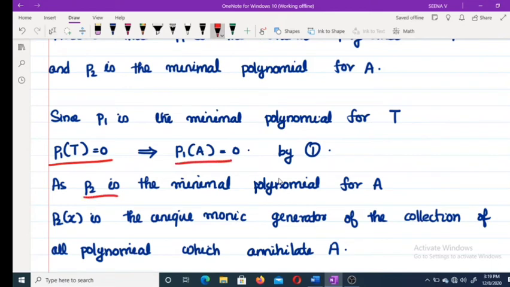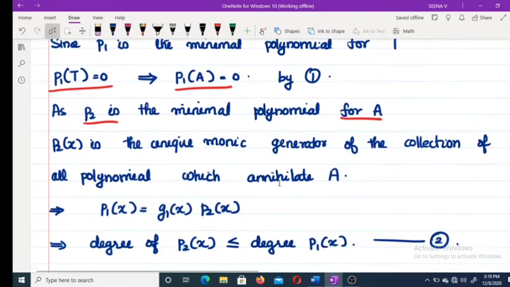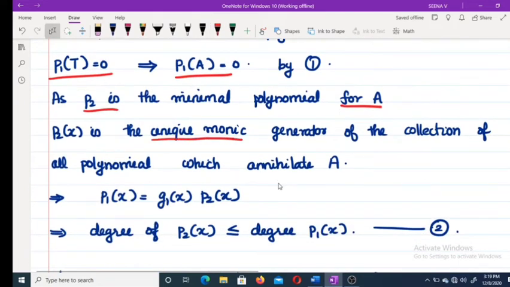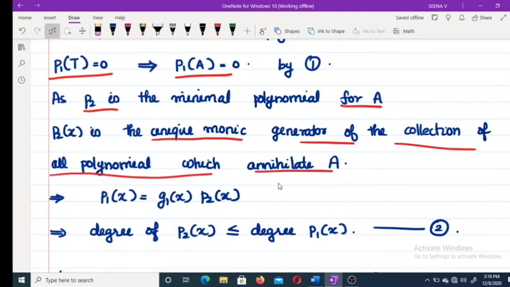But p2 is the minimal polynomial for A. Therefore, p2(x) is the unique monic generator of the collection of all polynomials which annihilate A. This implies p1(A) equals 0, which means p1(x) is a multiple of p2. p2(x) is the generator. p2 is the minimal polynomial for A, and p1(A) equals 0. Therefore, any polynomial annihilating A is a multiple of p2(x), that means p2(x) is the generator. That means p1(x) you can write as g1(x) times p2(x).